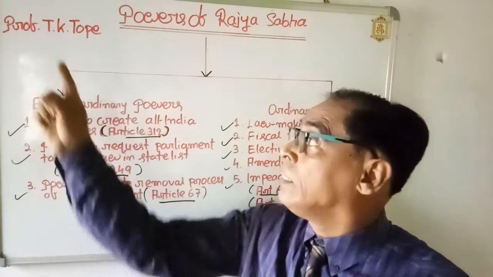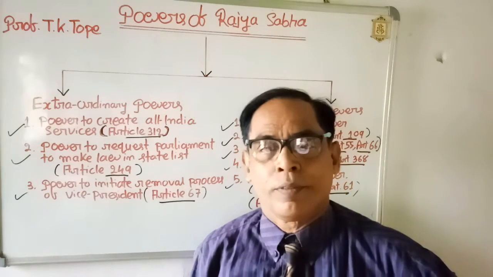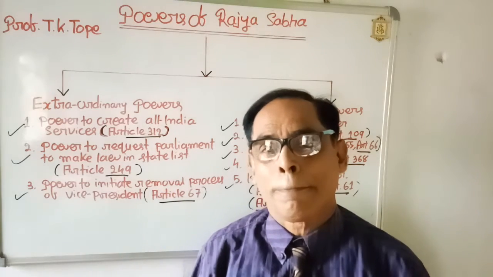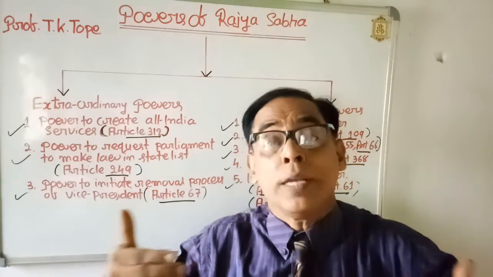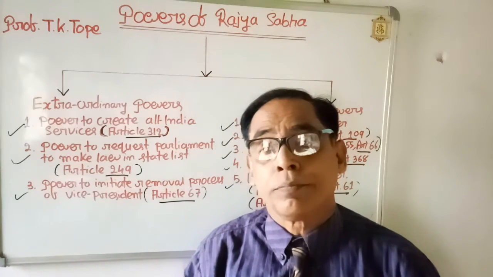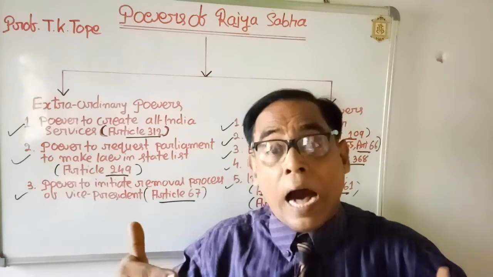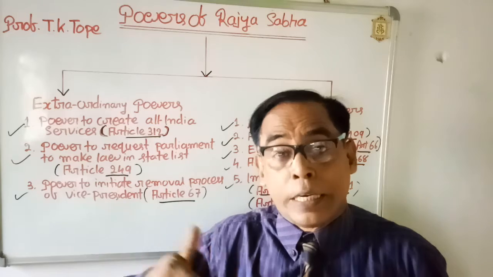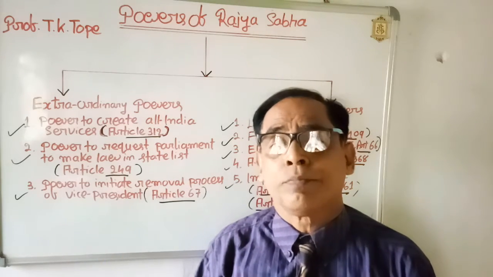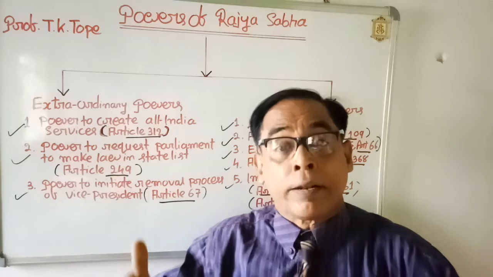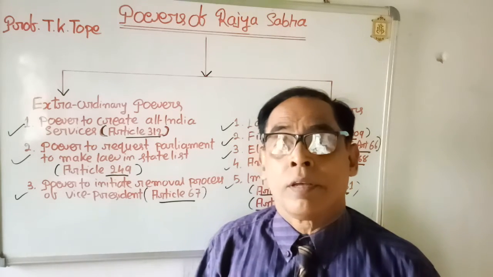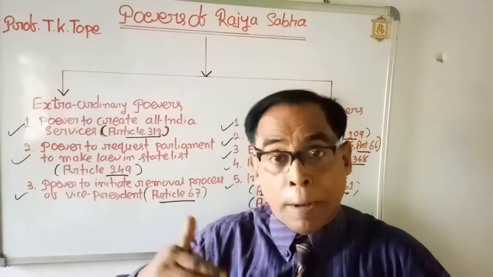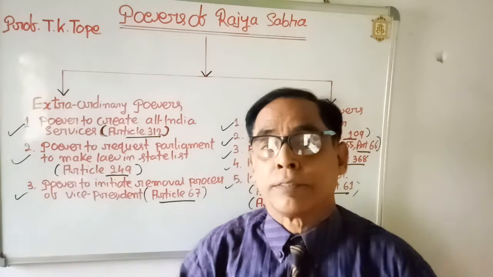According to Professor T.K. Tope, Rajya Sabha of India is influenced by the American Constitution so far as its composition system is concerned. It is influenced by Irish Constitution so far as its nomination system is concerned. Again, it is influenced by the British Constitution so far as powers of Rajya Sabha is concerned.